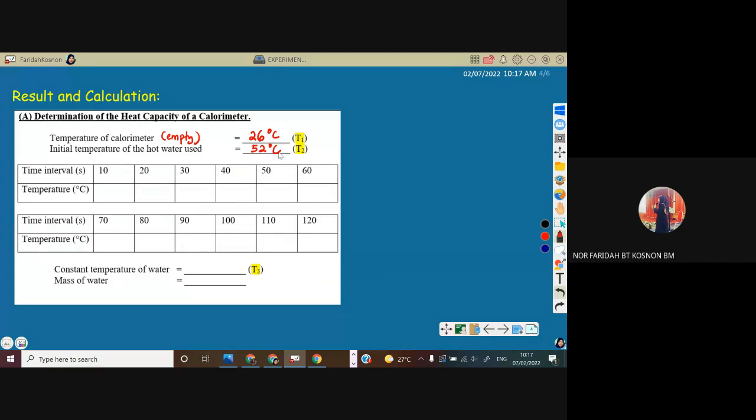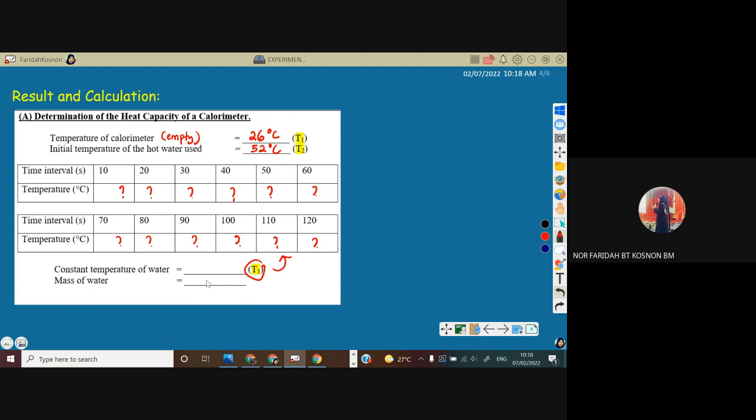Okay, lepas tu apa yang berlaku? Suhu air tadi, air yang 52 degree Celsius tu, dia akan berkurang dalam calorimeter tu, tetapi the hot water akan release heat, but the heat released will be absorbed by the calorimeter. Jadi for every 10 seconds you have to record. Ini semua saya dah bagi datanya, dalam you punya lab report. Okay, sebab daripada 120 saat ini for 2 minutes, kita nak cari yang manakah ni constant temperature of water, T3. T3 ni nak ambil daripada data ni.